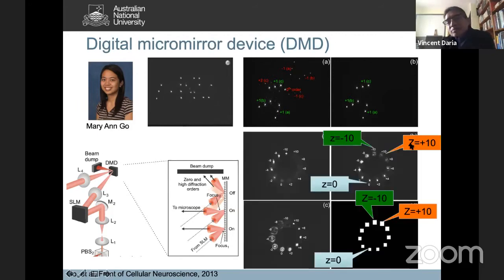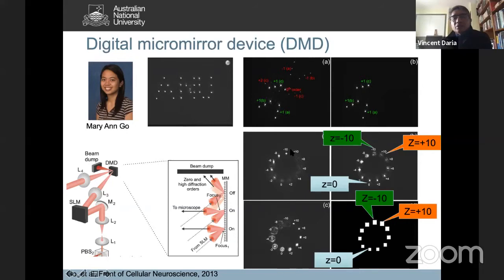The digital micromirror device can also accommodate different Z locations. So this is at the focus, and this is out of focus by 10 microns. This is in focus at plus 10 microns. The nominal focus is at 0. So this is how it looks when it's in focus at plus 10, and this is out of focus at minus 10.